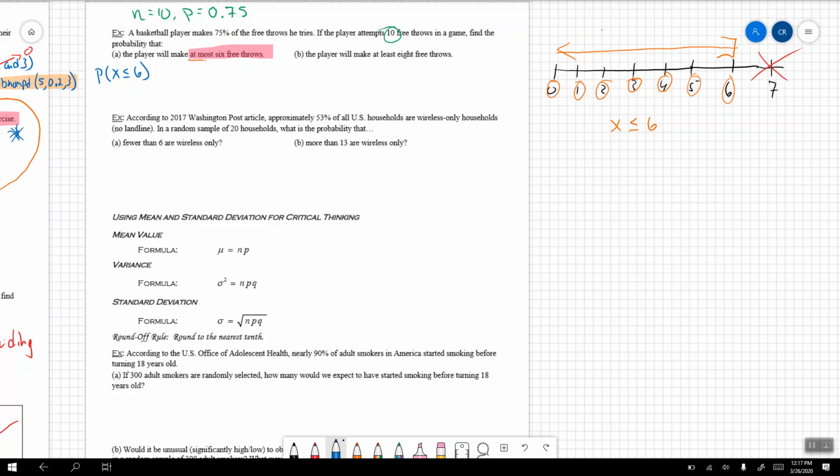Cumulative-wise, in other words, binomial cumulative, I need to know how many trials, what's the success rate, and then what number are we starting at to count to the left. That number that we're starting to count to the left is that number 6.